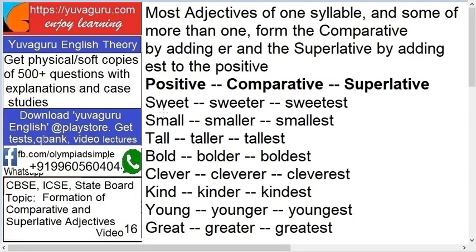So let's focus on our topic. Today's topic is formation of comparative and superlative adjectives. Most adjectives of one syllable and some of more than one form the comparative by adding er and the superlative by adding est to the positive.